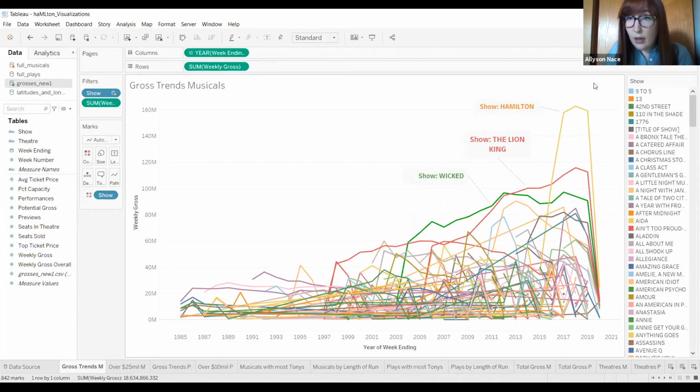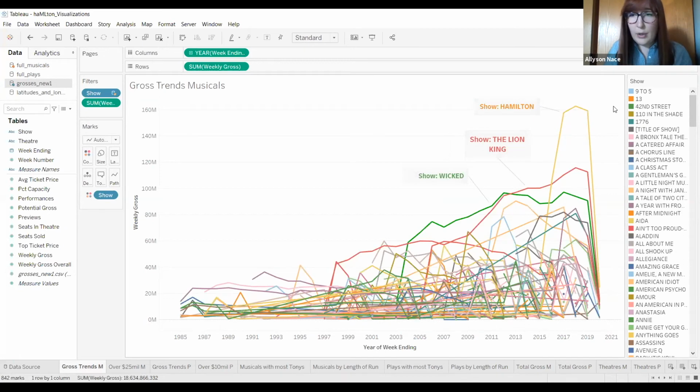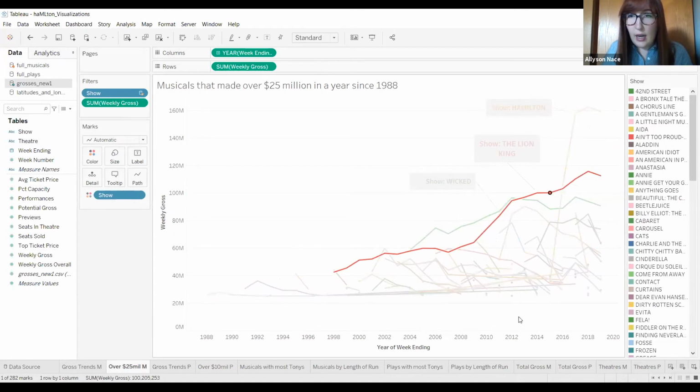haMLton has done a crazy amount since it came out. I'm sure you all know haMLton, it's famous at this point. It is really creeping up in terms of how much gross it has compared to all other shows that have been on Broadway. I wanted to drop out some of the noise because this is all like 300 musicals, so I'm going to drop out some of this other stuff and just do shows that have ever grossed more than 25 million in a year. You can see Wicked, The Lion King, and haMLton are still here. The Lion King has the most gross because it's been consistently higher than almost every single other show since it premiered in 1997.